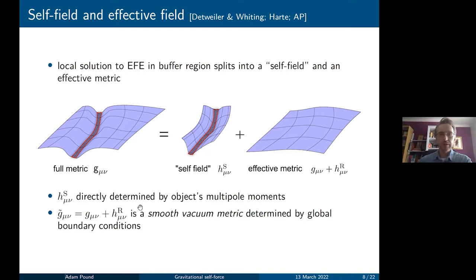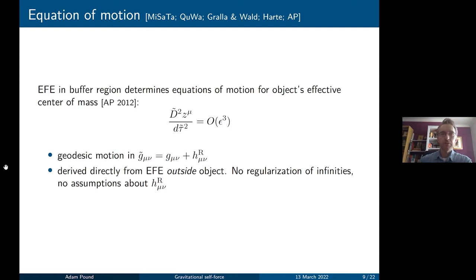Whereas this effective external metric, which I'll call G tilde, is a smooth vacuum metric. So it's vacuum everywhere, including where the body would be. And it's not determined by local information like the object's multipole moments. Instead, it's determined by global boundary conditions. So solving the Einstein equations in the buffer region also gives you more than that. It gives you an equation of motion telling you how the center of mass of the small object is moving.